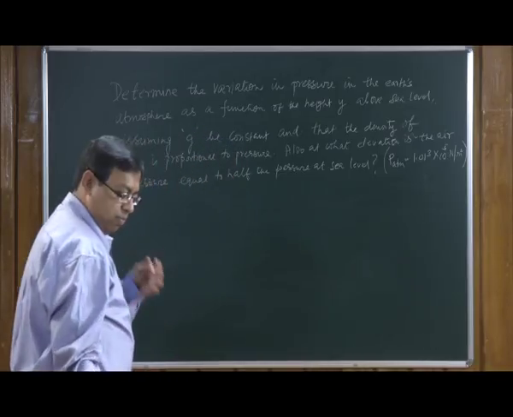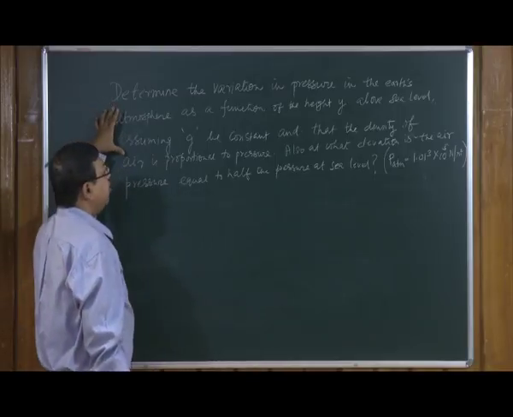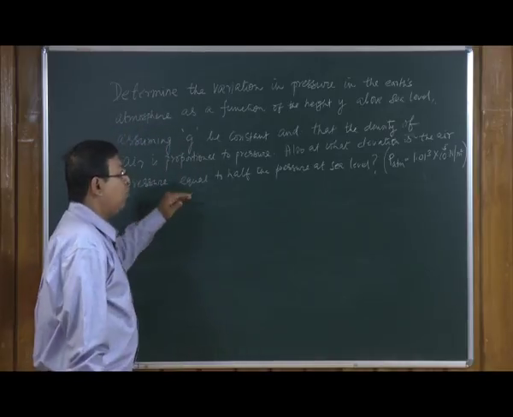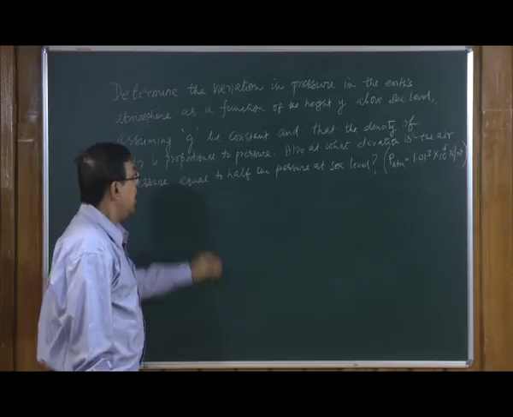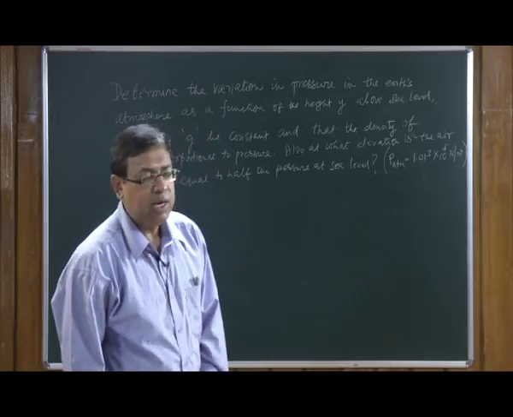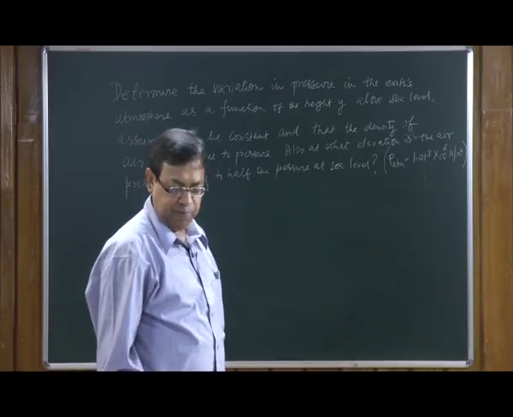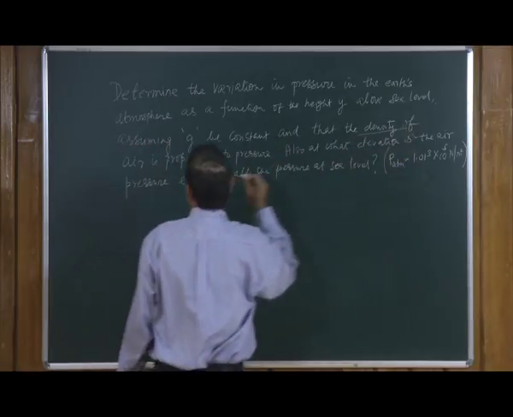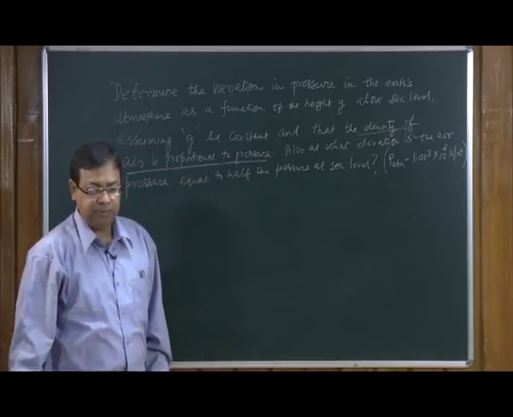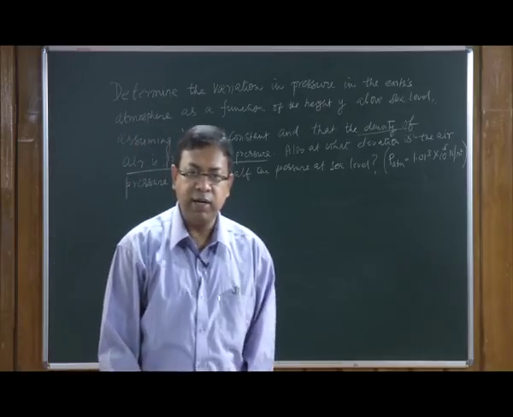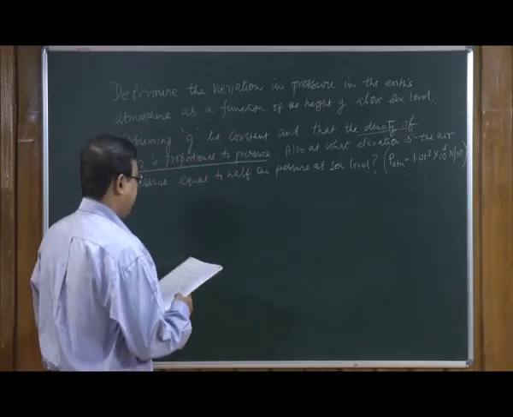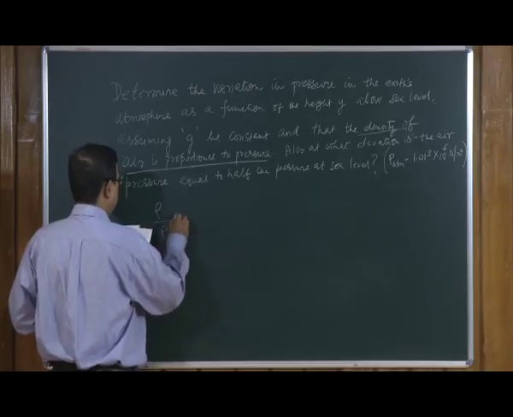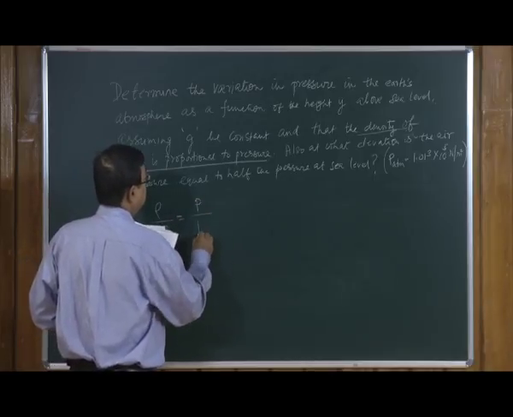So, the first part is about deriving an expression for P as a function of y, and the second part is that at what y or what height the pressure is equal to half of the atmospheric pressure. The atmospheric pressure is given there. So, the clue is given in this part that the density of air is proportional to pressure. This you would learn in a different context, we will not go into that. We will take this data and write that rho by rho 0 is equal to P by P 0.